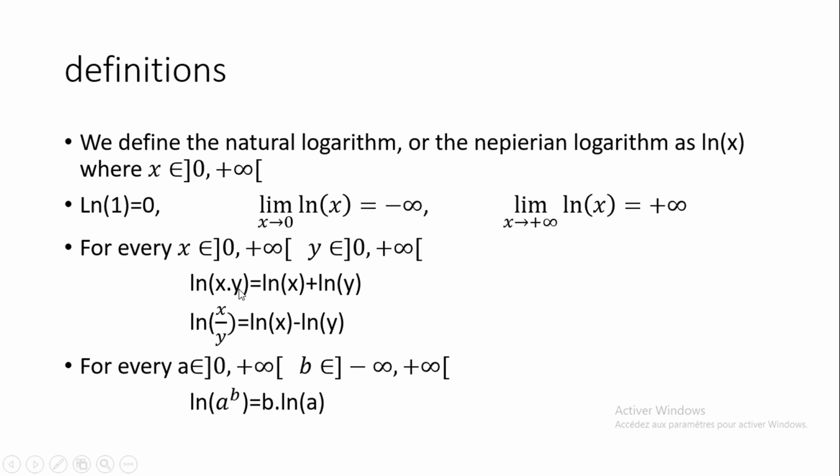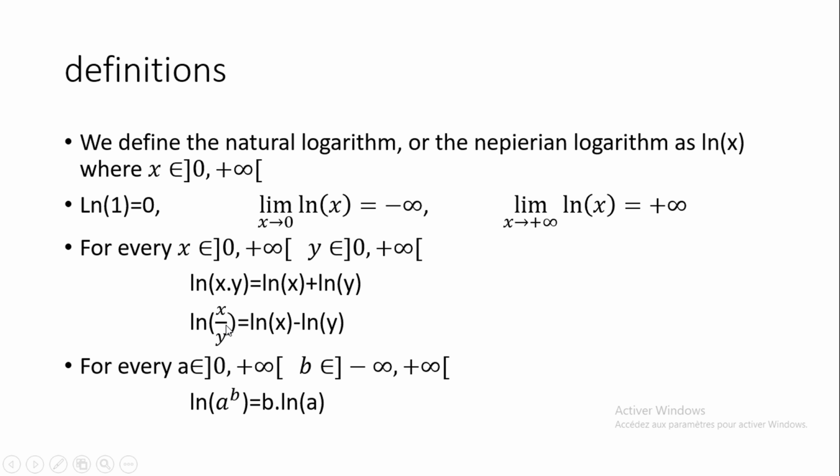The logarithm of x times y equals the logarithm of x plus the logarithm of y, and the logarithm of x divided by y equals the logarithm of x minus the logarithm of y. So as you can see here, and as we said before, we took this product of x times y and we made it into a sum, which is the logarithm of x plus the logarithm of y, which makes things easier. Calculating sums is much easier than calculating products.